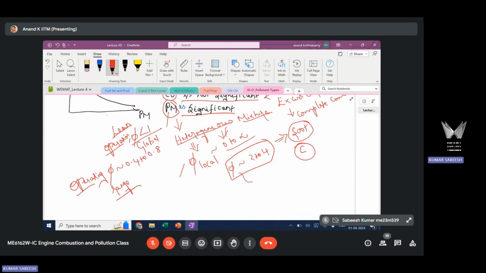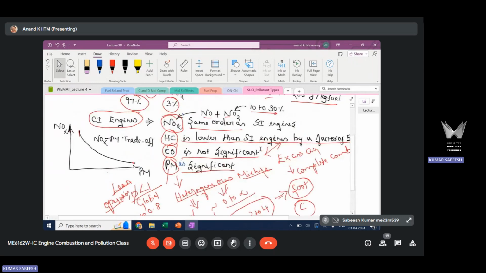It is formed in fuel-rich regions, and above all, the major pollutants from diesel engines are NOx and particulate matter. These two are the major pollutants, and you might have come across this NOx PM trade-off. What is NOx PM trade-off?